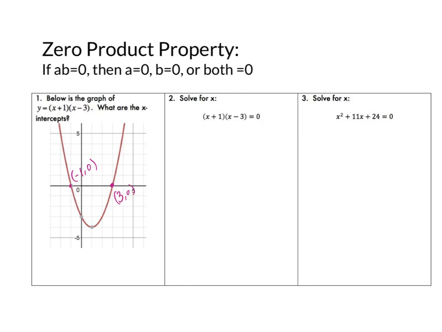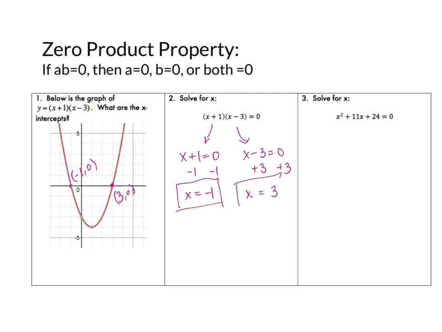So when I go to my equation over here, that's in factored form, I take both parts and set them equal to 0, and I solve each of those equations. So x equals negative 1 and x equals 3, and I have my values of x, which also happen to be my x-intercept x values.